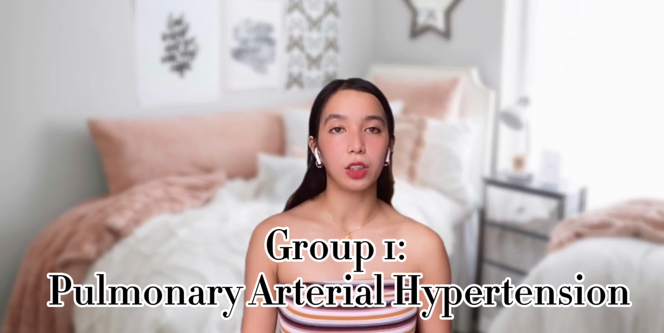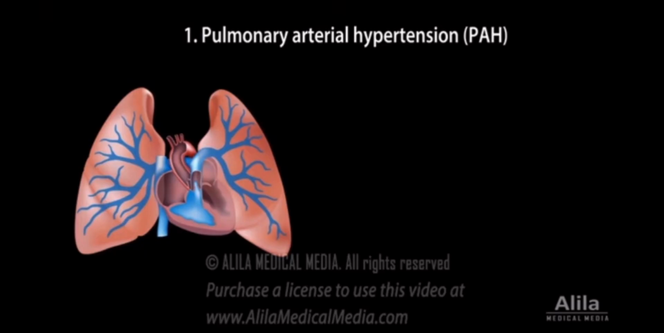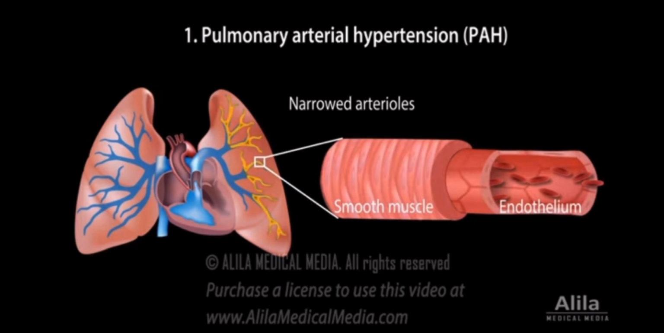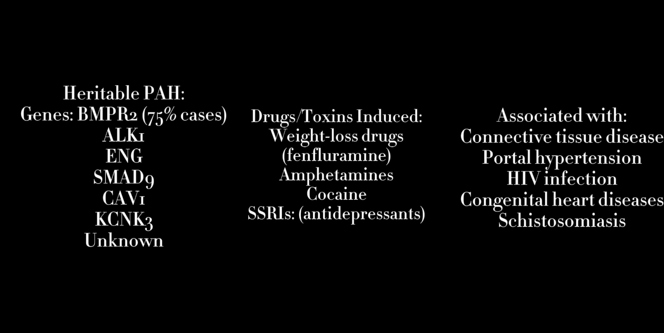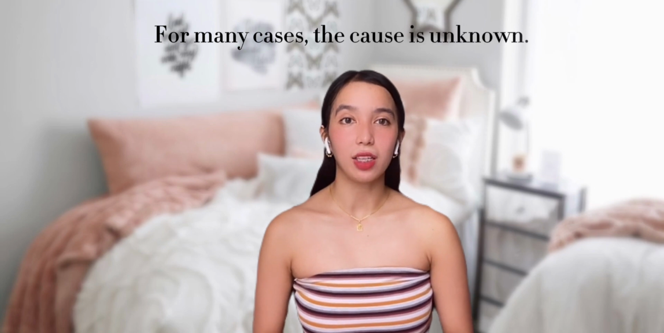As you all know, pulmonary hypertension is classified into 5 groups based on the cause and mechanism of the disease. So, in the first group, we have pulmonary arterial hypertension, or PAH. PAH affects mostly the arterioles, the smaller arteries of the lungs. PAH can be caused by a number of factors, including genetics and other health conditions. For many cases, the cause is unknown. Regardless of the underlying cause, however, the group shares similar pathological changes.